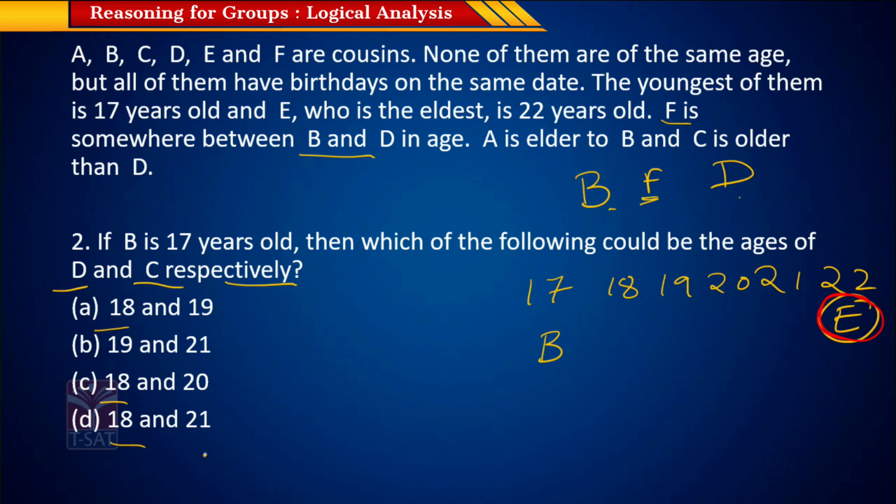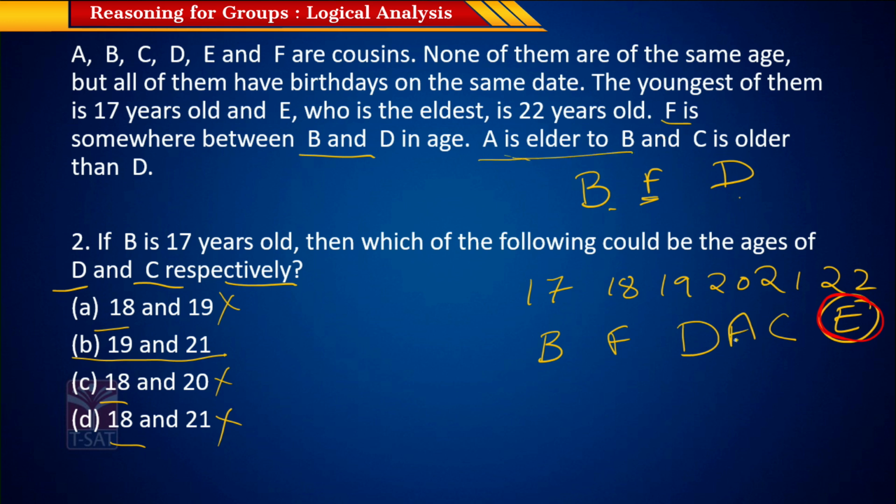It cannot. So automatically all these three options become invalid, and the only possibility is this. So D is 19 years old, and you can say C is 21. You need F here, A here. Let's see if it fulfills the rest of the requirements.